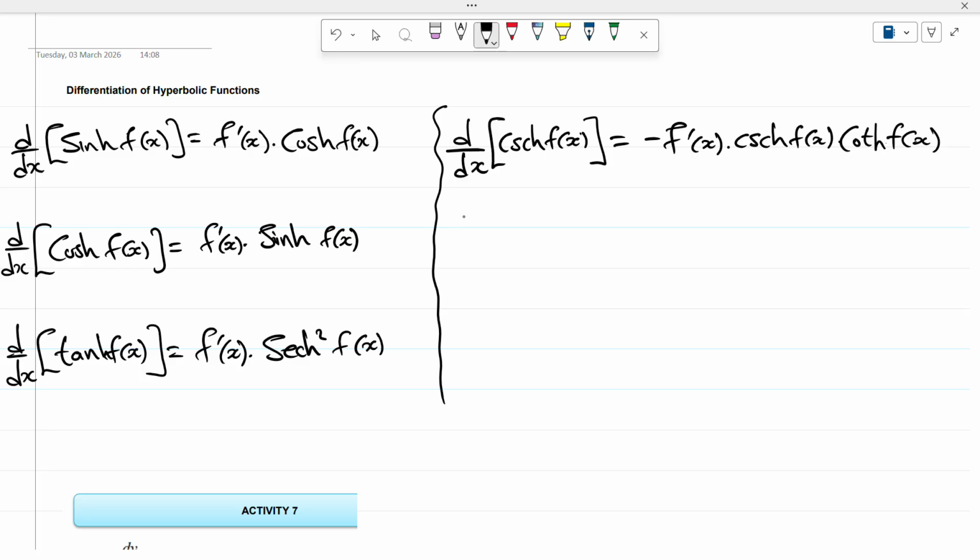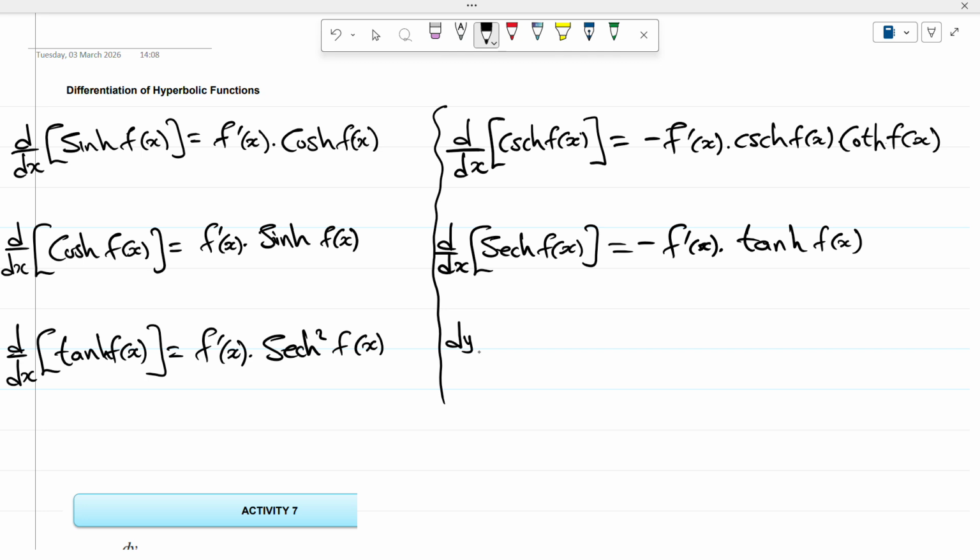And then another one is the derivative of hyperbolic sec of f of x, which will be negative f prime of x multiplied by hyperbolic tan of f of x multiplied by hyperbolic sec of f of x, just like that.